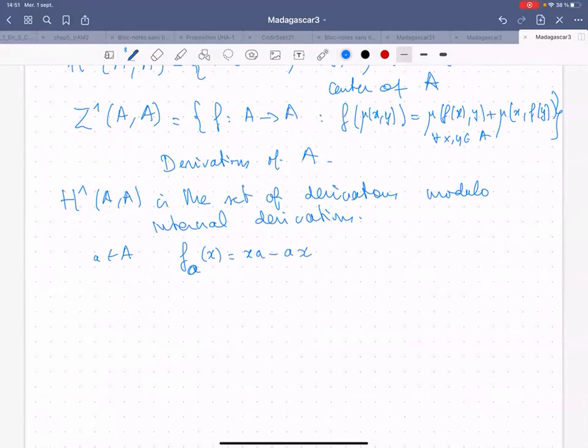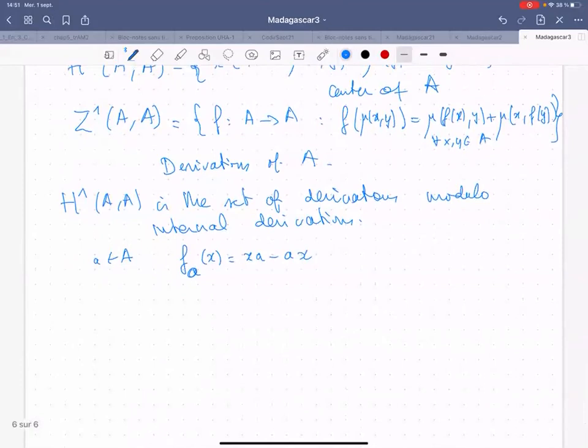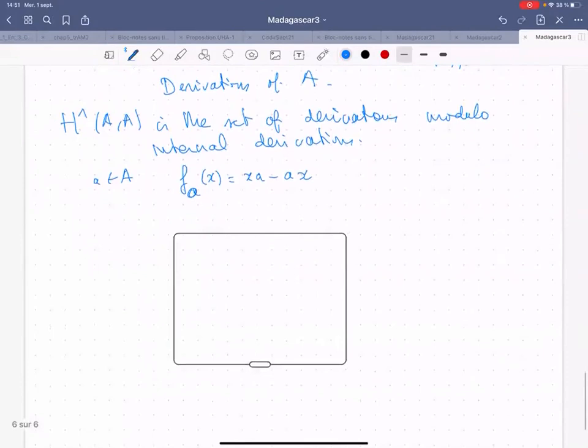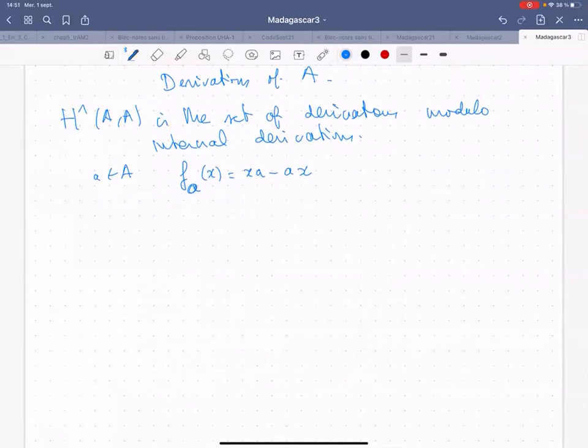As an exercise, maybe for tomorrow, you can try to write down what is B^2 and what is Z^2. And we need also B^3 and Z^3. These are the only elements of the cohomology we need for our deformation theory.